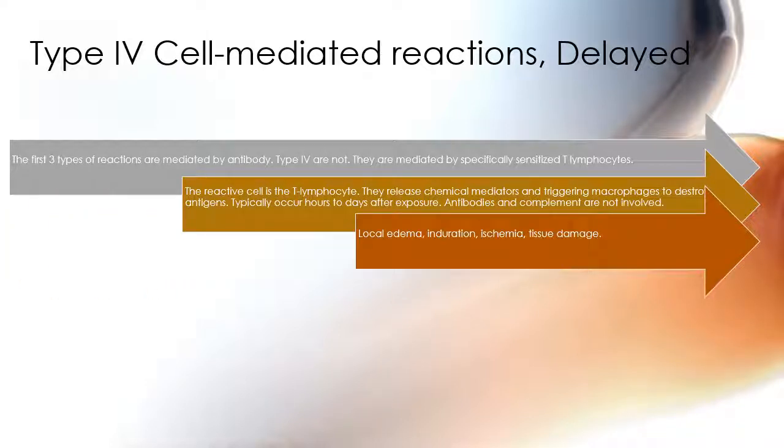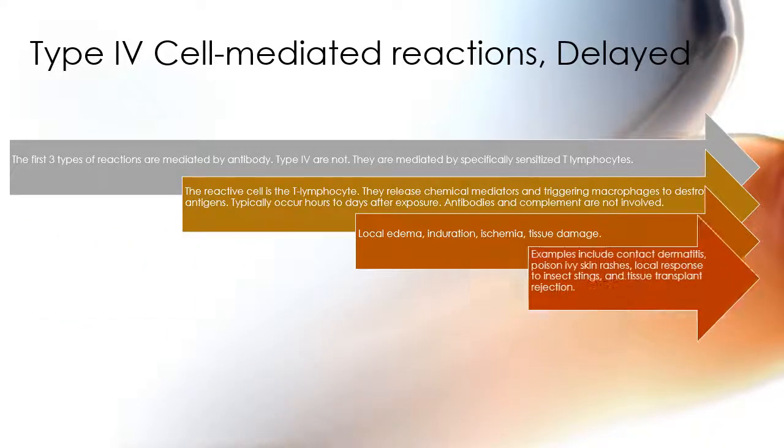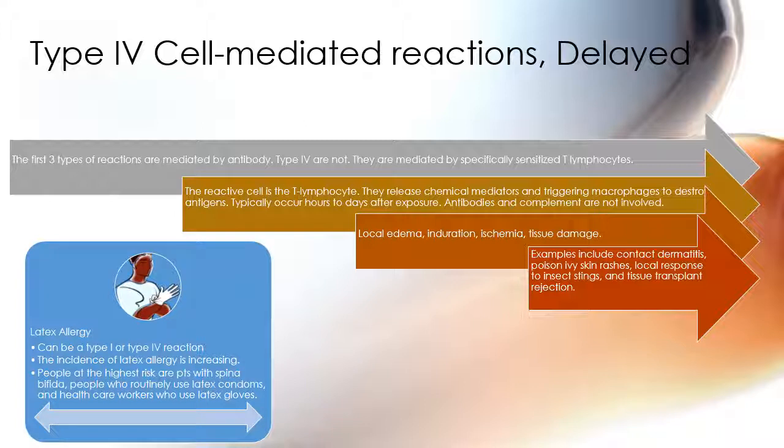Clinical manifestations include local edema, induration, ischemia, and tissue damage. Some examples include contact dermatitis, poison ivy, skin rashes, local response to insect stings, and tissue transplant rejection. One common example would be latex allergy. It could be a type 1 or type 4 reaction. The incidence of latex allergy is increasing. People at the highest risk are patients with spina bifida, people who routinely use latex condoms, and healthcare workers who use latex gloves.